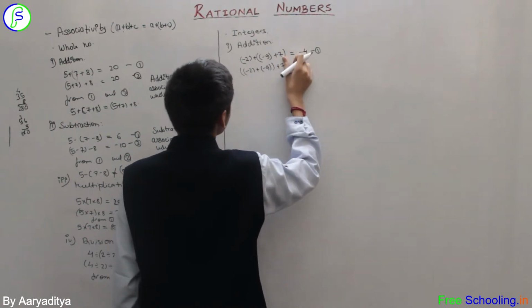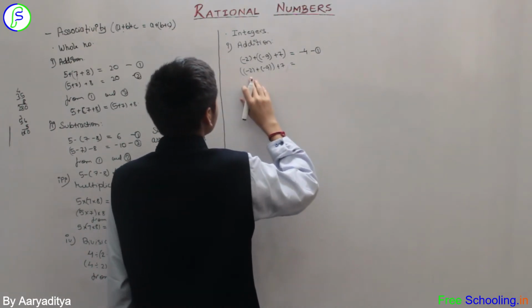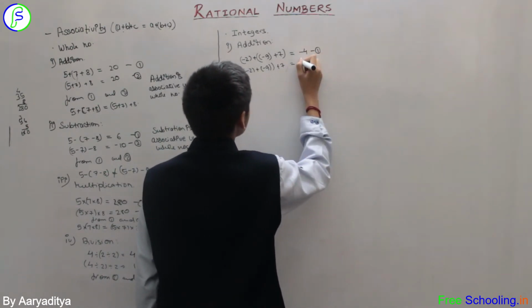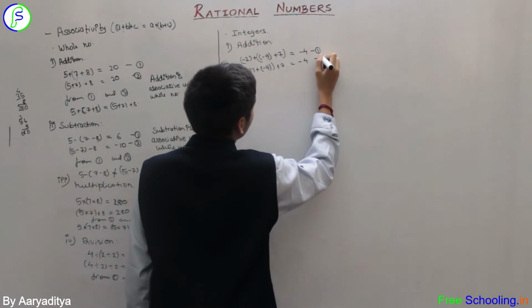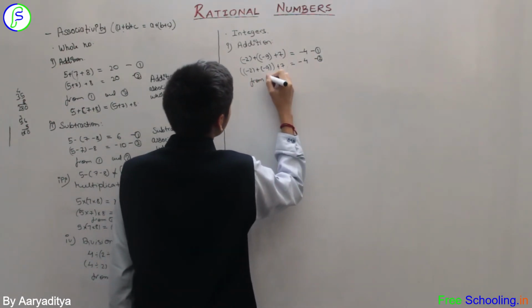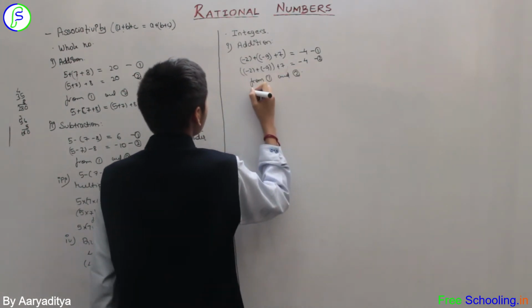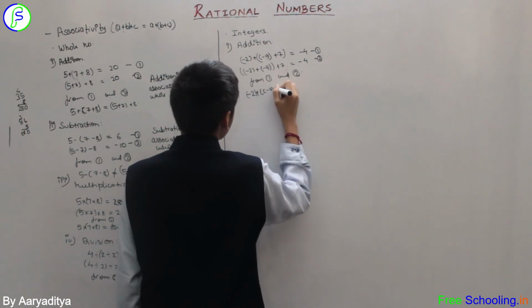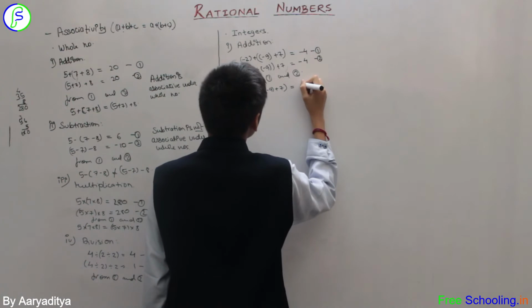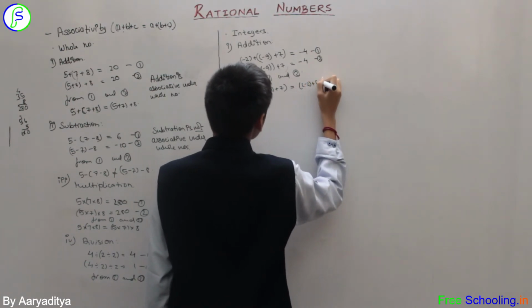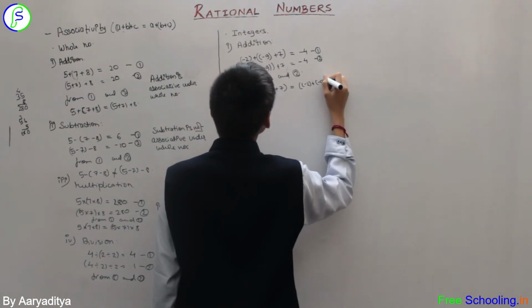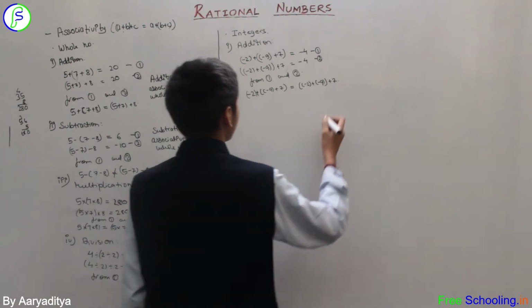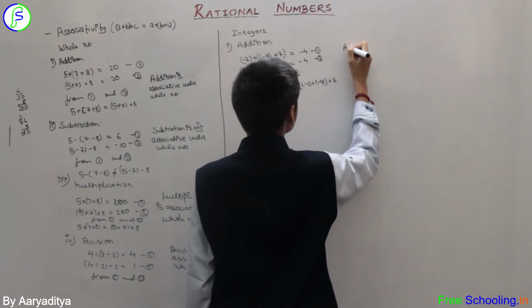Okay, now brackets will be applied here. This will be minus 2 minus 9, we have minus 11, and plus 7 we have minus 4, and we can see from 1 and 2 that both are equal. And the statement for this one, we will be writing: addition is associative under integers.